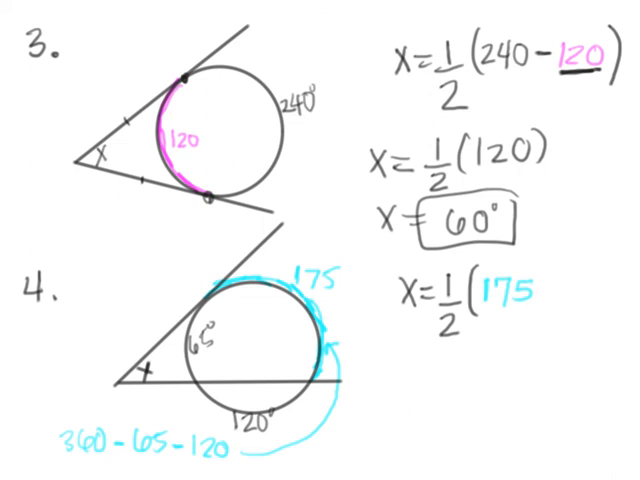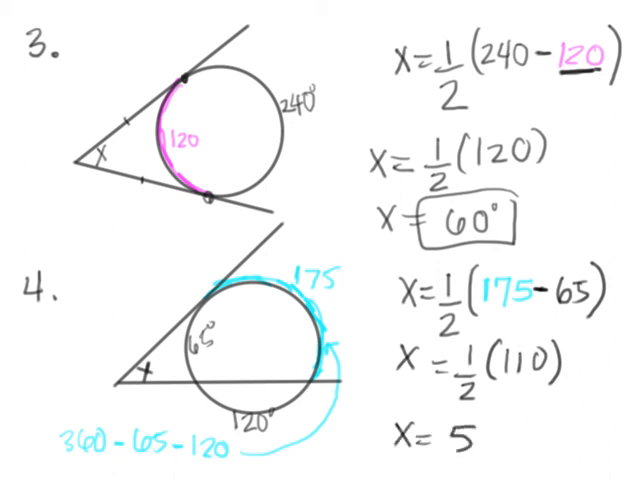because I got to do the outer piece minus, then I already know 65. Close it off. So x will equal 1/2 of 175 minus 65. 1/2 of, what does that give me? 110. And finally, x would equal 55 degrees.